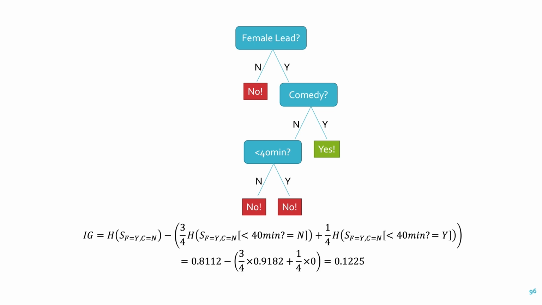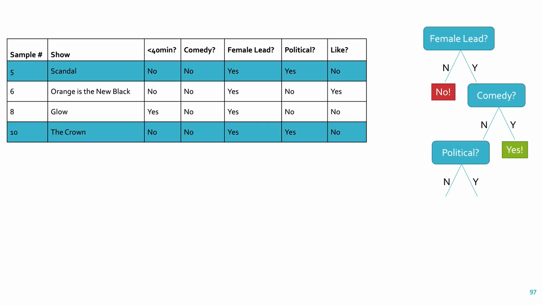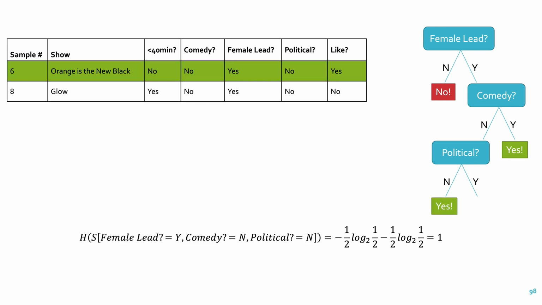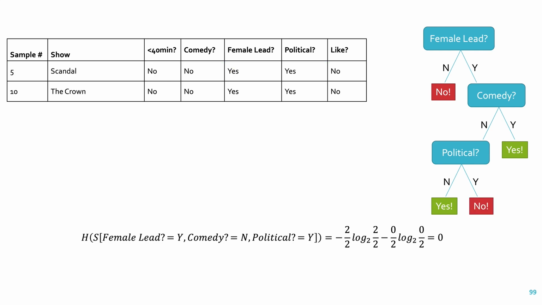Moving on to the next feature, political. Political has 2 samples with a value of yes and 2 samples with a value of no. When political equals no, we see that it's random. There's one sample with a label of no and one with a label of yes, so the entropy is 1. When political is yes, we have 2 samples, both of which have a label of no. The entropy of this subset is 0. Calculating information gain, we get 0.31.